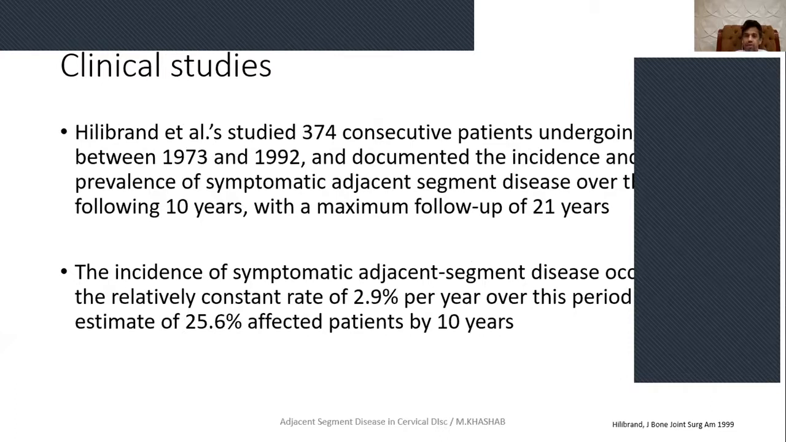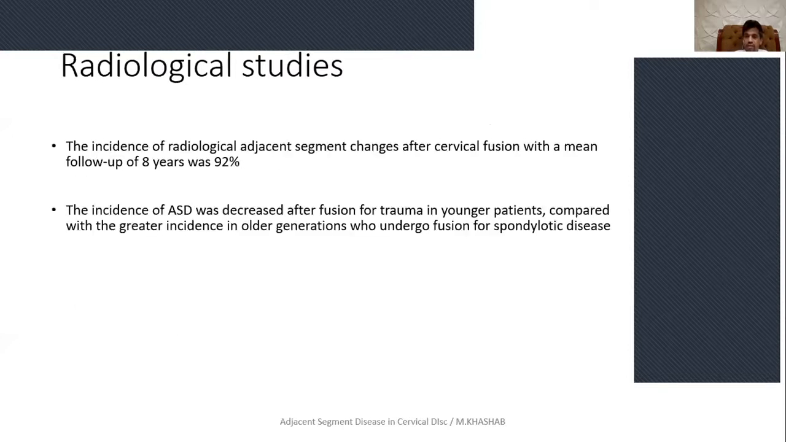This is Hilibrand, who reported in the late 90s his data that showed a 10-year follow-up, and he reported about a 3% incidence per year of degenerative changes at the adjacent level to the ACDF.